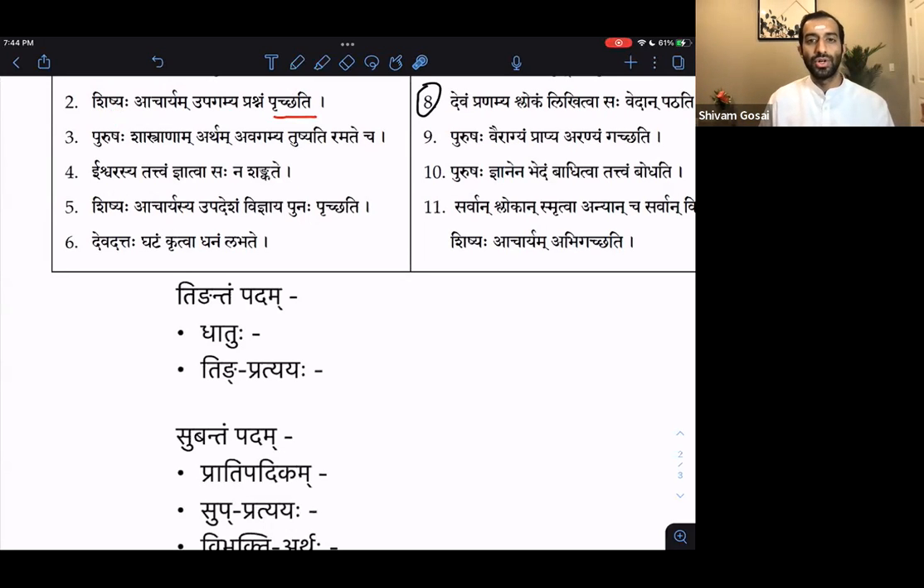So what does shishya mean? Student, disciple. The student, upagamya, approaches what? Acharyam. Okay, so we have to be very deliberate. Acharyam, pratipadika Acharya, an a ending, I believe masculine. Yeah, acharya, a ending, masculine. Supratyaya, just like Rama, we see that makara at the end, we know it's 2-1. Ramam, Acharyam. So this is Dvitiya Vibhakti Ekavachanam, and Vibhakti Arthaha Karmani Dvitiya to Upagamya, not to Prichati, but to Upagamya.